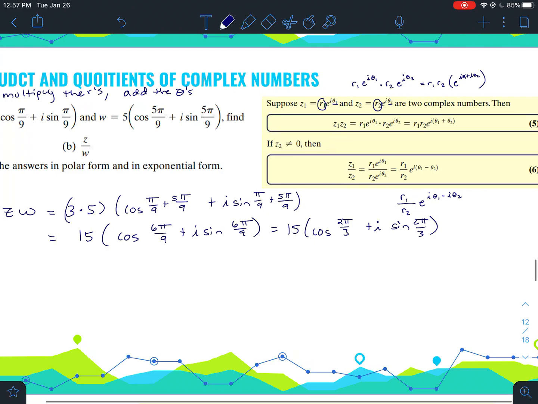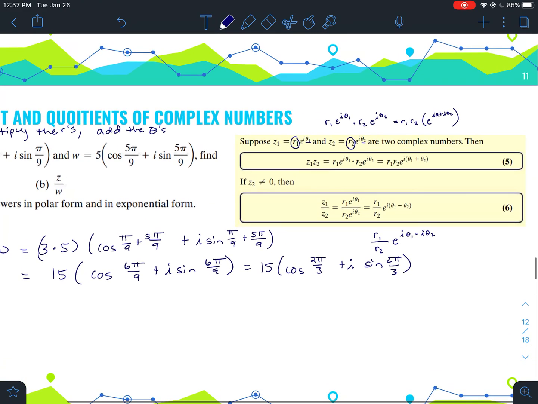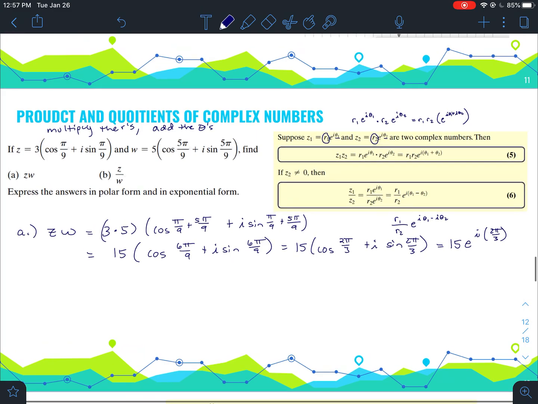That would be in polar form. And then in exponential form, remember you do r, so in this case it would be 15, and then e^(i), and then times the angle, which was 2π over 3. So we've got polar form and we've got exponential form of z times w.